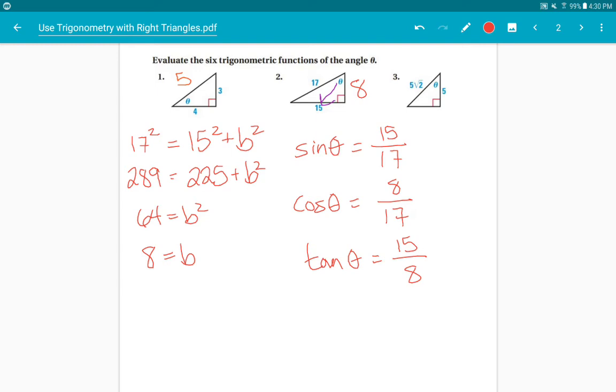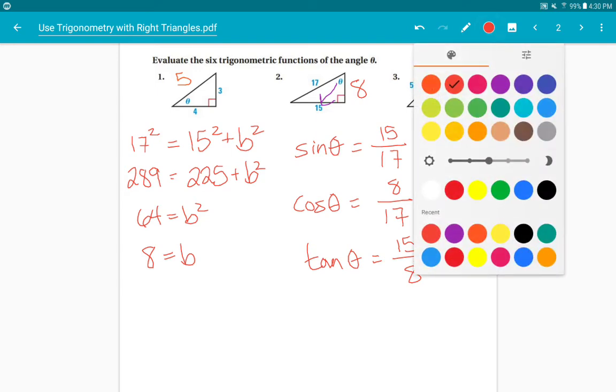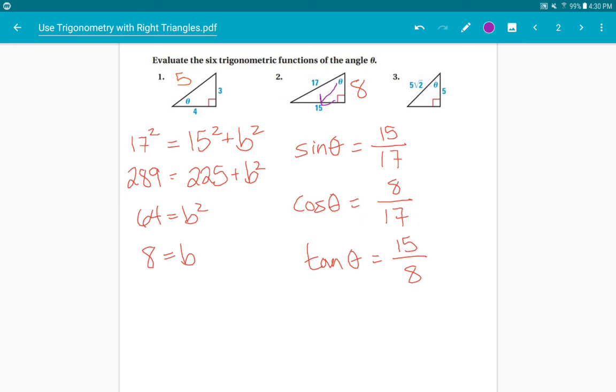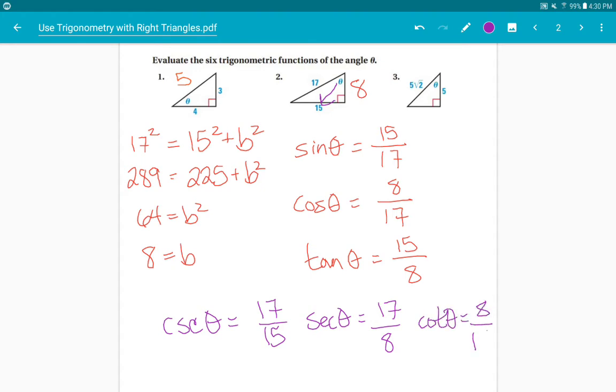Okay, now we have those 3. Now it's a matter of getting the reciprocal functions here. So what is the cosecant theta? That's the reciprocal for sine, so that's 17 over 15. The secant theta is the reciprocal of cosine, so that's 17 over 8. And then the cotangent theta is the reciprocal for tangent, so 8 over 15. Okay, there you go. You have all three there.